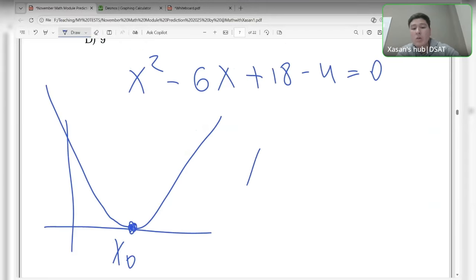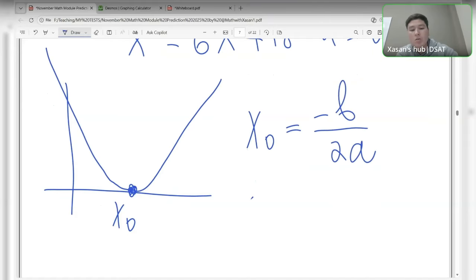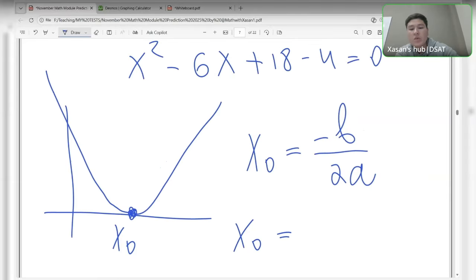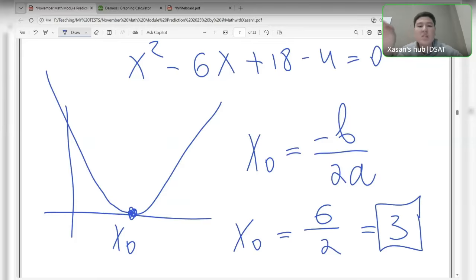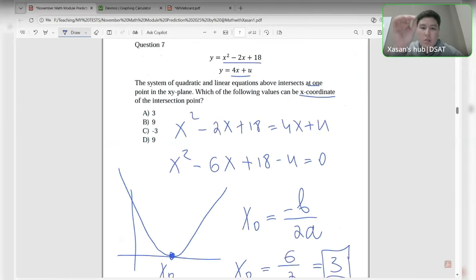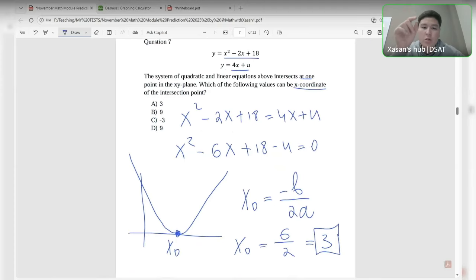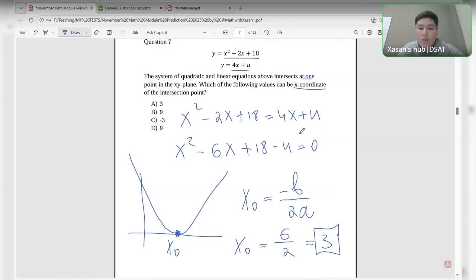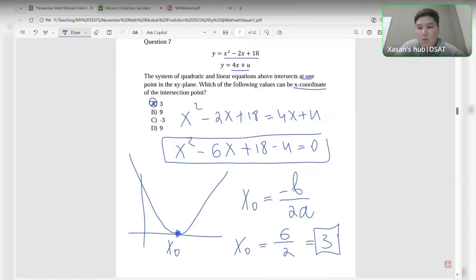And now to find the x coordinate, we know the formula negative b divided by 2a. And now guys, x0, which is your solution, is found by 6 divided by 2, which is equal to 3. That's all. Guys, when you have this kind of equation, quadratic and linear, saying it has one solution, and if it is asking the x coordinate of the intersection point, create a new equation and find the x coordinate of the vertex. That's all. That is going to be your solution. So, yep. And then, I guess that's clear.